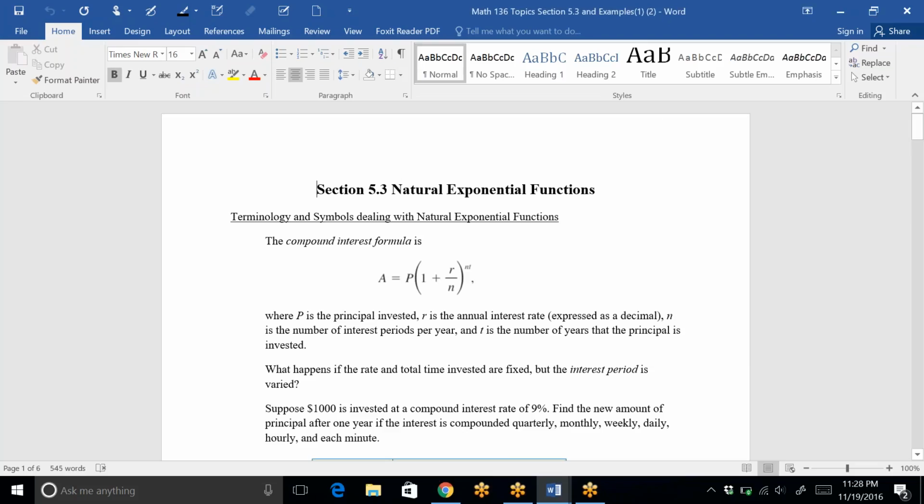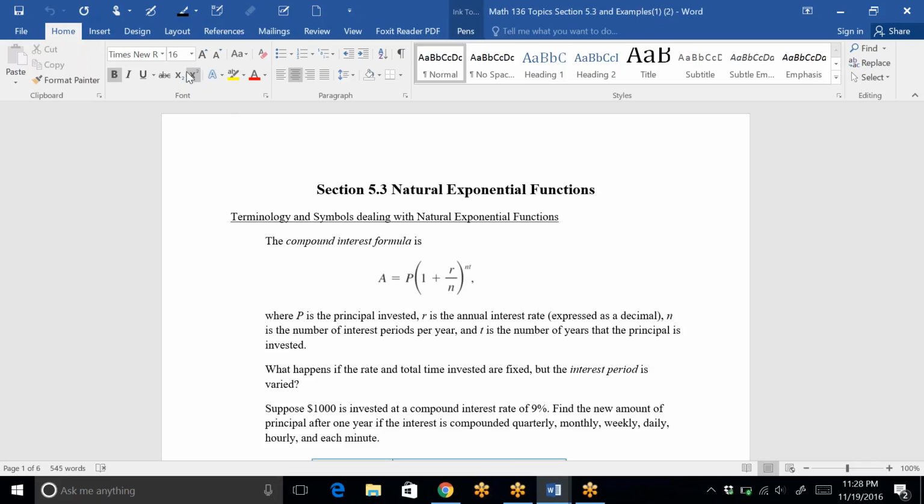Okay, this is a video on section 5.3, which is an extension of 5.2. Essentially in 5.2, we had given you the idea of what is an exponential function, which was a number and the exponent was the variable. We taught you how to solve some equations with that, and we learned how to graph them, and then we also learned some basic word problems.